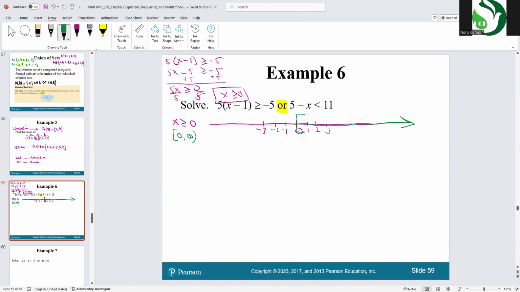But remember, the other inequality is or, where we have 5 minus x less than 11. So if we subtract 5 from both sides, we're going to have -x less than 6. Do you remember what happens when there is a negative in front of the x?